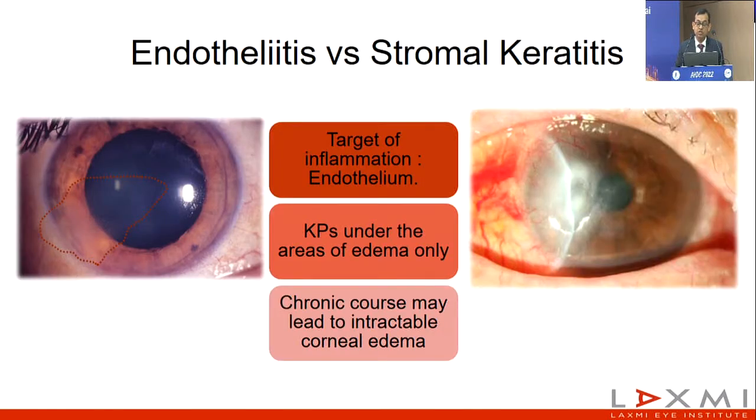Now, the stark difference between endothelitis and stromal keratitis is that the target of inflammation is the endothelium. KPs are seen in a very primary and initial infection. We see that the KPs are under the area of edema only, and the non-edematous cornea is not really affected. However, in very few cases, we do see intractable corneal edema, which may require further intervention.